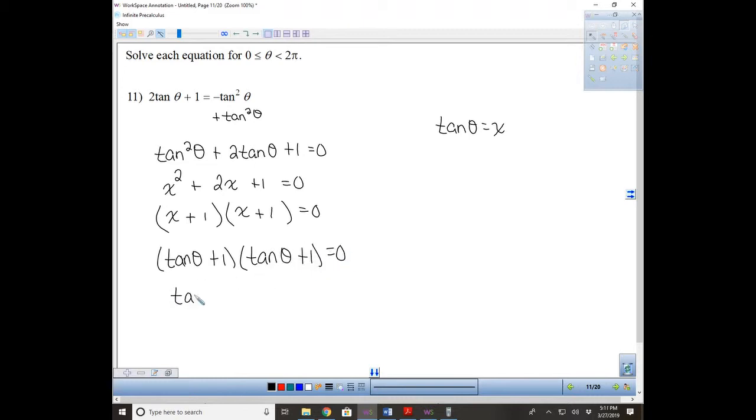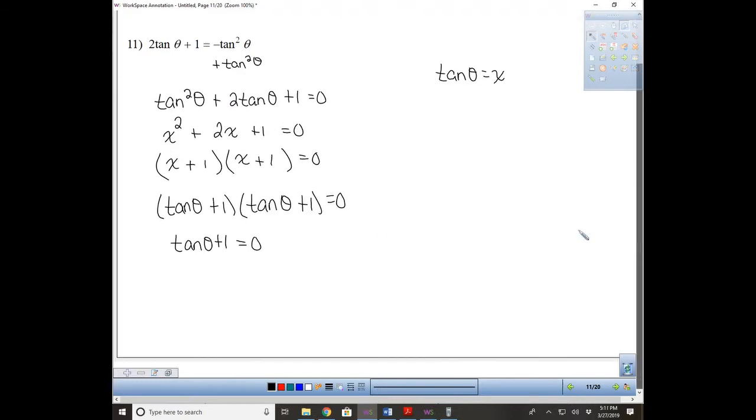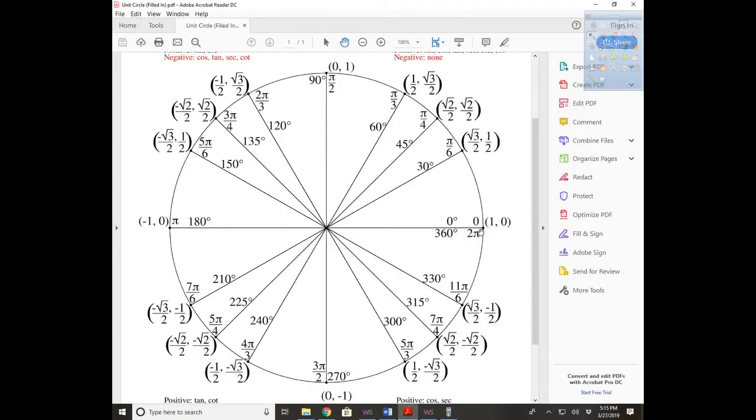So you only need to set one of these equal to 0. So I'm going to subtract the 1. So I have tan theta is equal to negative 1. Do the inverse. So I'm looking for an angle that has a tangent of negative 1. So that's when you take the y and you divide it by the x, you get negative 1.